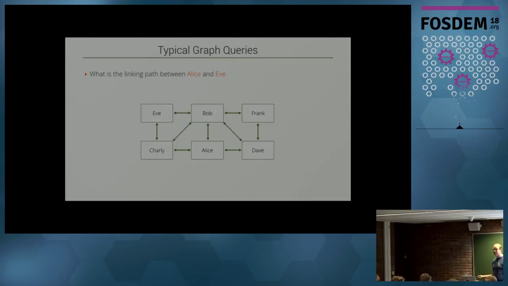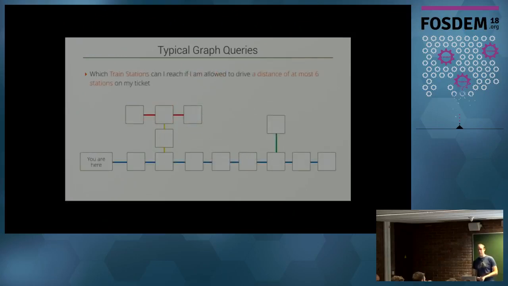Or given any two random vertices, what is the shortest connection between them? And this is not always a deterministic result, because in this case, if I start at Alice and I want to go to Eve, I can either go via Bob, or I can go via Charlie, both using two edges. Both could be a potential result for this query.